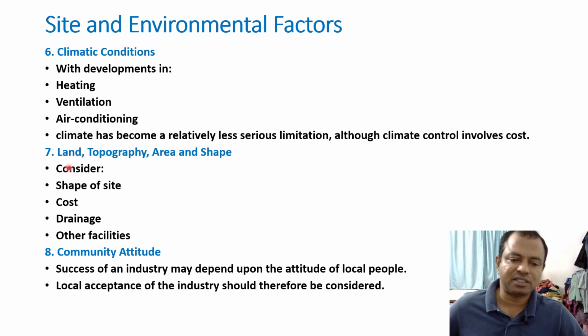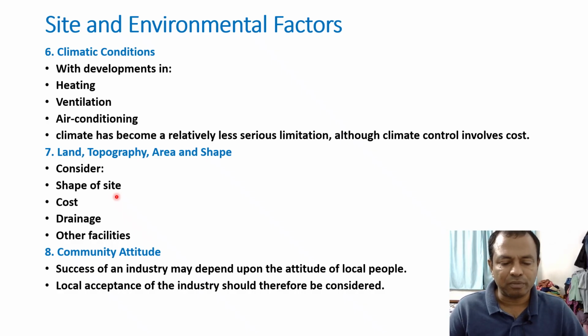And land, topography, area and shape. So here we should consider the shape, size, cost, drainage facilities and other facilities. The land should be level ground or a level field where we have to place our plant. If we find flat land, then we should choose that area only.